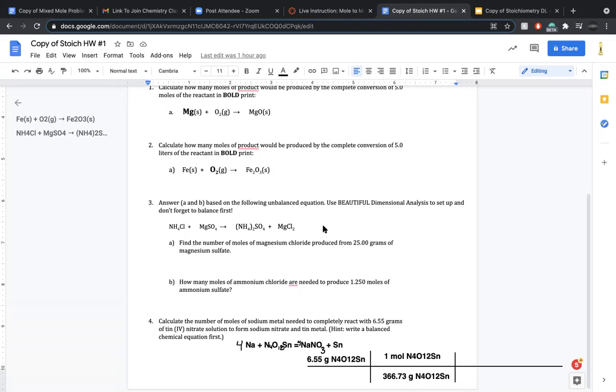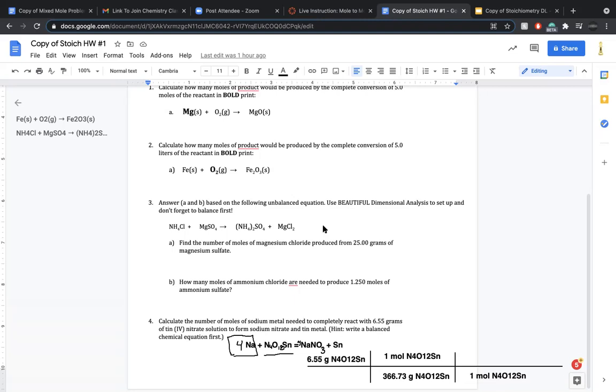We have moles left over, but now we want to take into account the molar ratios of these things. So calculate the number of moles of sodium metal. Sodium metal would be this first reactant, and then we have 6.55 grams of this thing right here. They're both the reactants. We don't care about the products in this case. We only care about the reactants. So we're going to have 4 moles of sodium metal for every 1 mole of tin 4 nitrate. The 1 mole of tin 4 nitrate is going to go on the bottom. So every mole of tin 4 nitrate needs 4 moles of sodium metal.